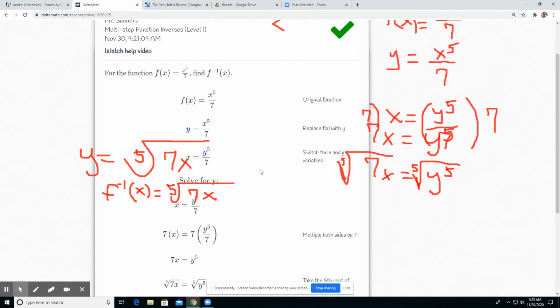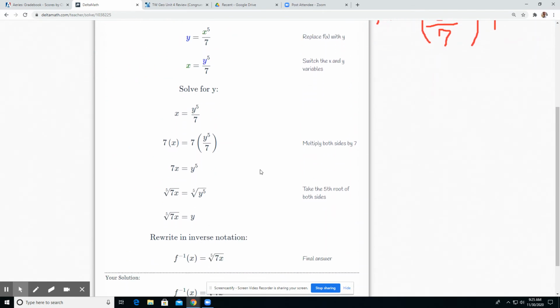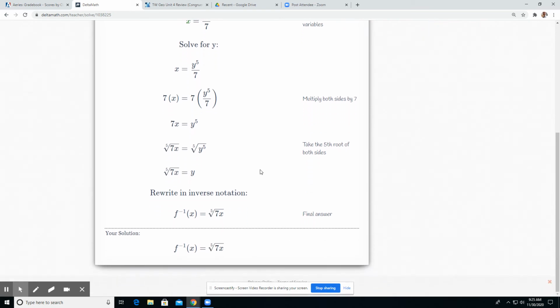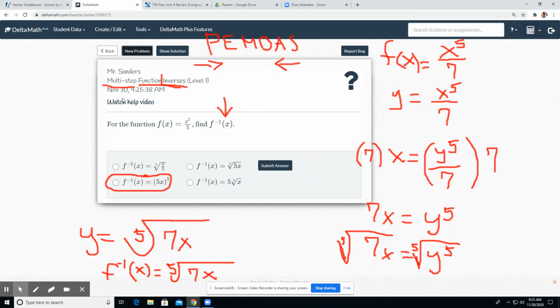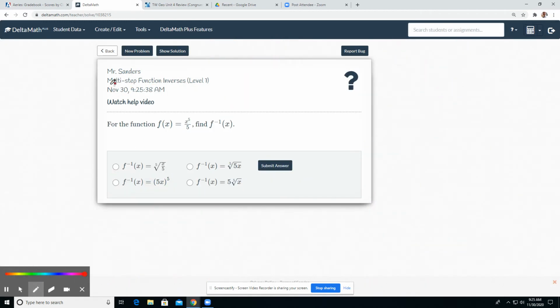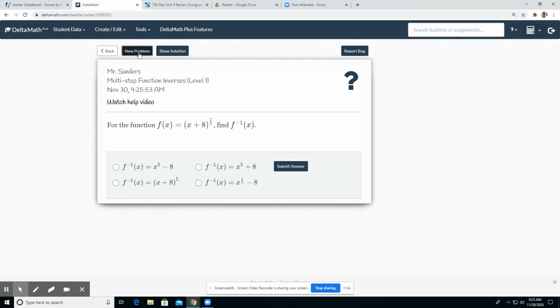Okay, and they go through the exact same process. Cool. Let's see if the next one's any different. All right, same type of problem, level 1. Everything looks exactly the same type of problem, same type of format. So follow those exact same steps. Let's go ahead and I'll do one more for these.